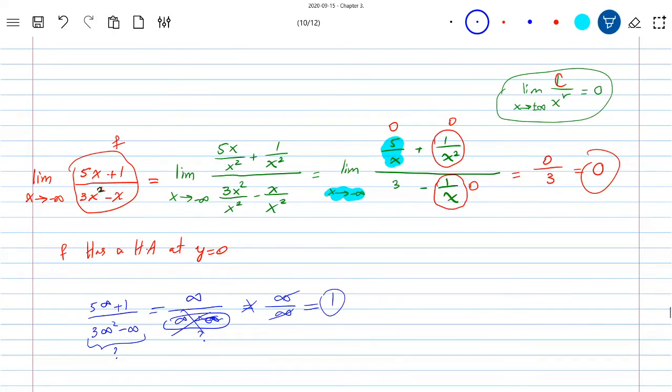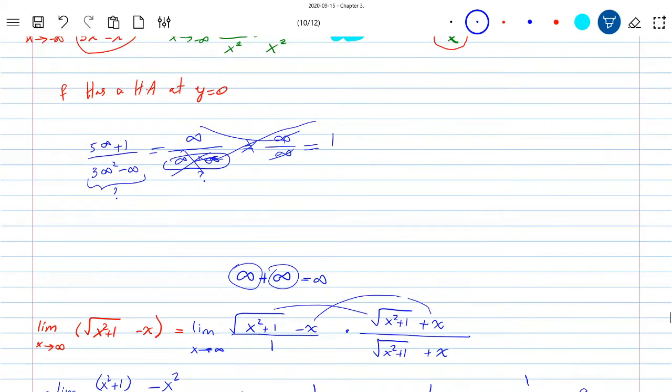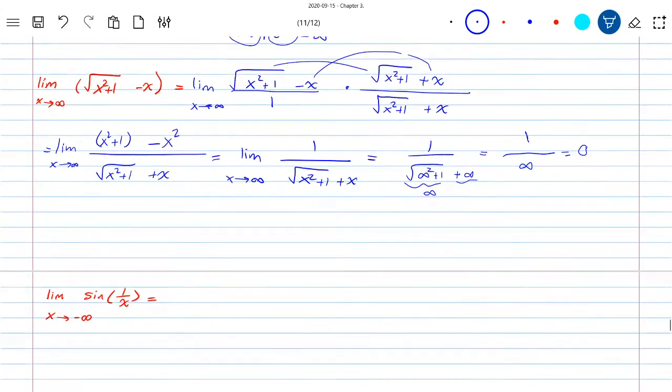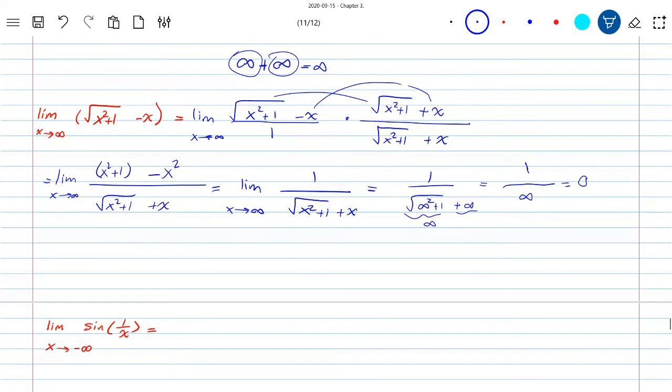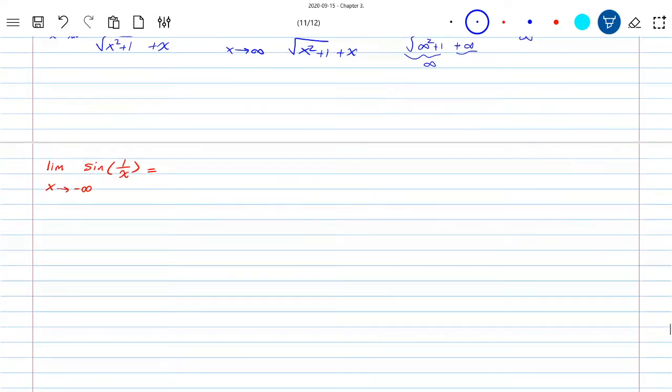Our answer was 0. So make sure that you do not do these steps. You cannot subtract infinity from each other. You cannot divide infinity from each other. You can add two infinities and write infinity. That's fine. You can multiply a constant by infinity and say that's infinity as well. That's all right. So make sure that you're using these techniques that we learned.